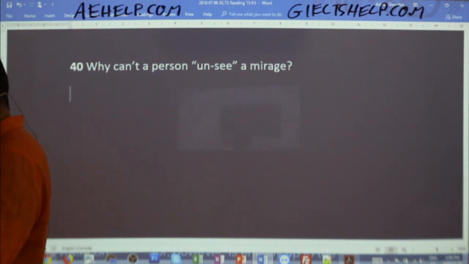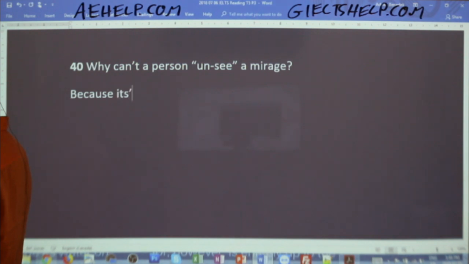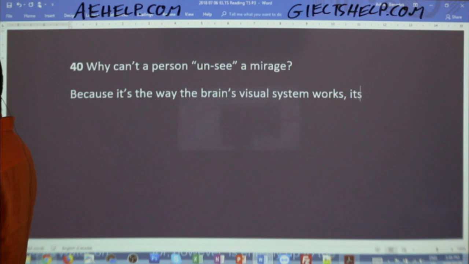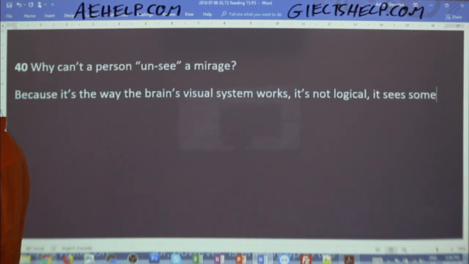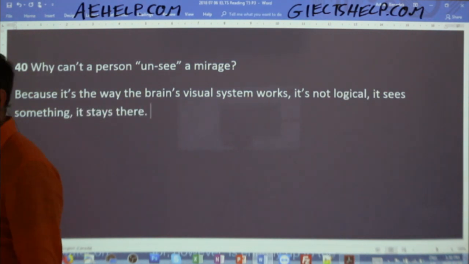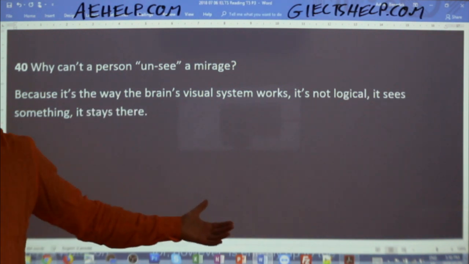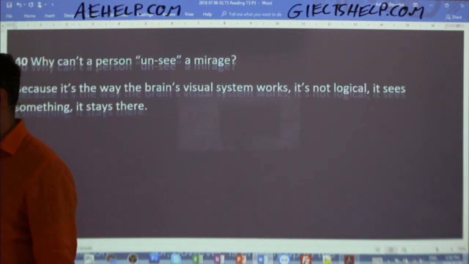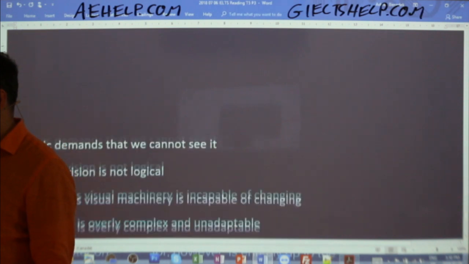Yeah, because it's the way the brain's visual system works. It's not logical. It sees something, it stays there. Okay, sure. So that's a very complex answer, but even something more simple could work, okay? No, Jubilant, thank you. That was good thinking. Here we go.